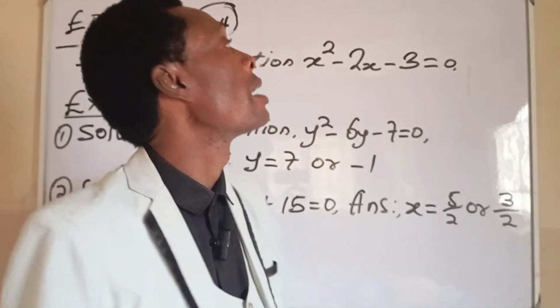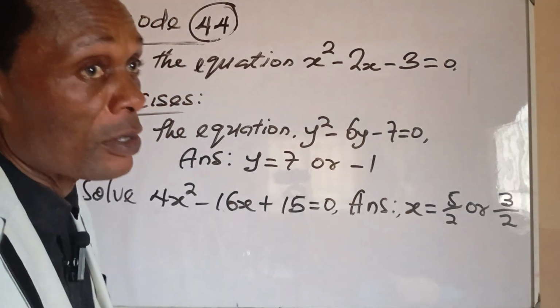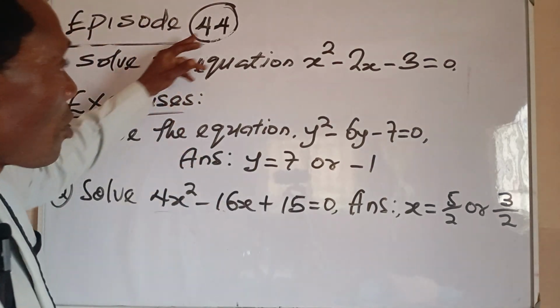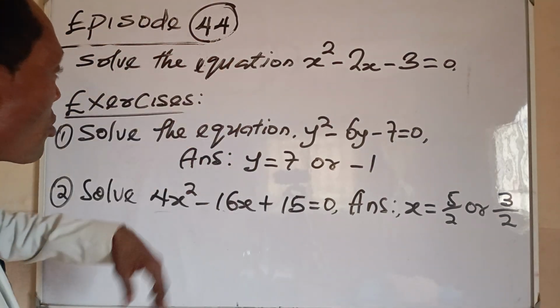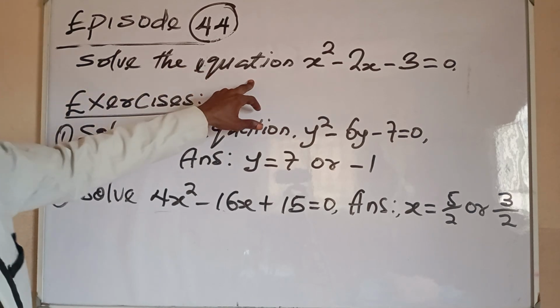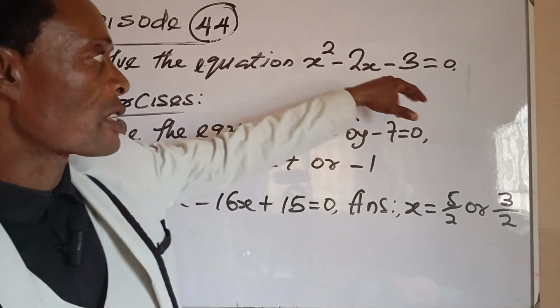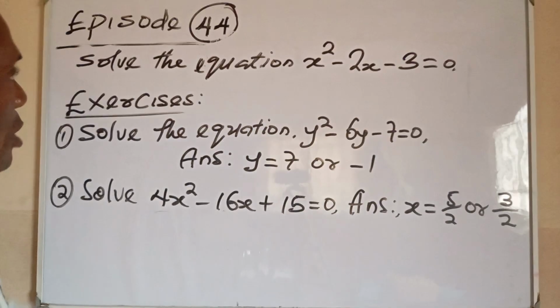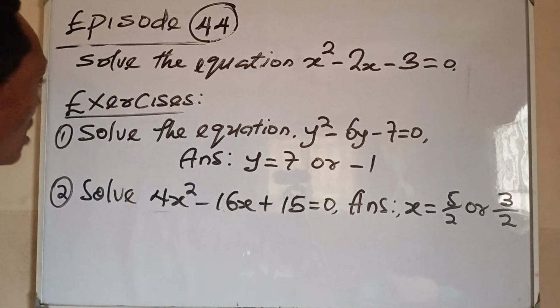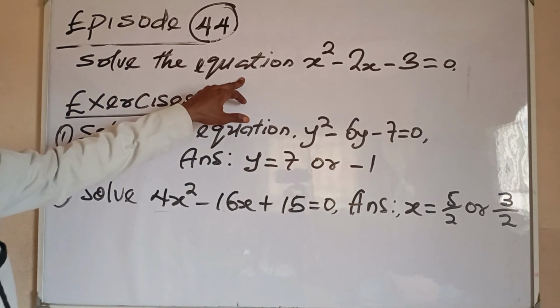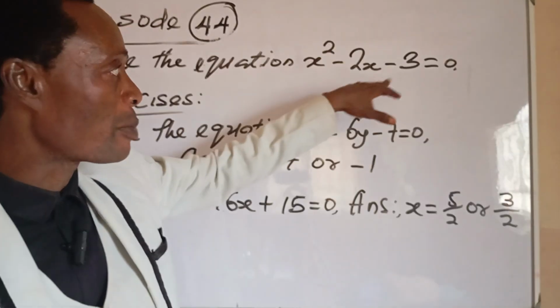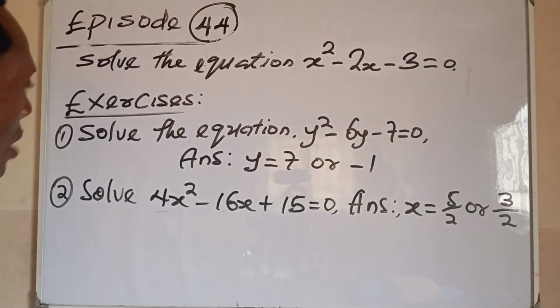Today, let's consider the next episode, episode 44, which says: solve the equation s squared minus 2s minus 3 equals 0. Okay, let's come down to the exercise.